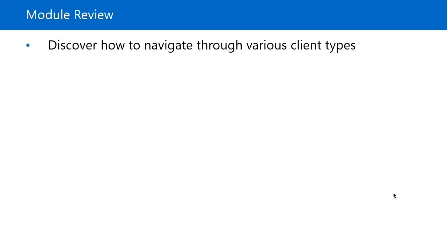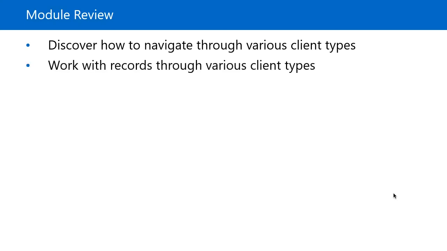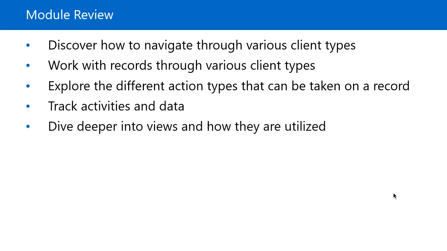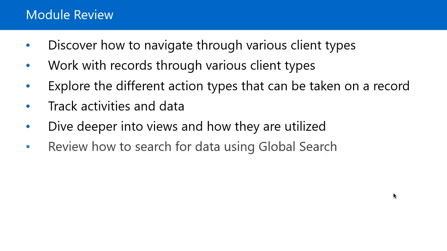In this module, the objectives were to discover how to navigate through various client types, to work with records through various client types, as well as to explore the different action types that can be taken on a record, and to track activities and data, as well as to dive deeper into views and how they're utilized, and finally, to review how to search for data using the global search functionality.